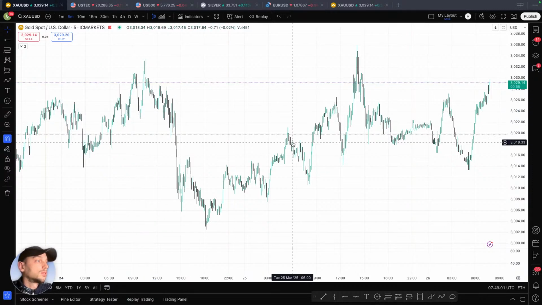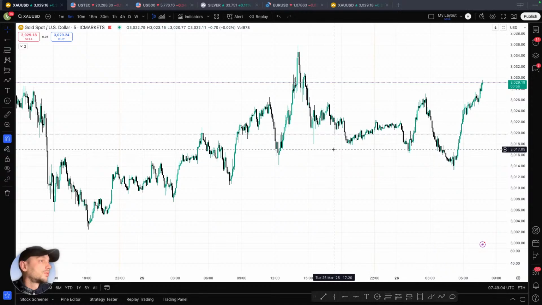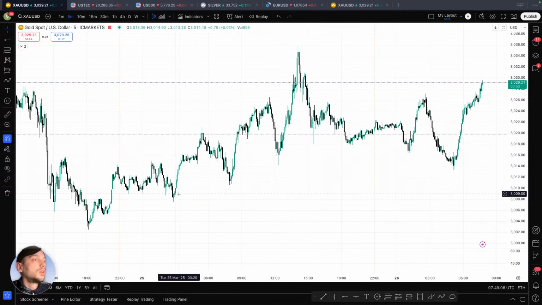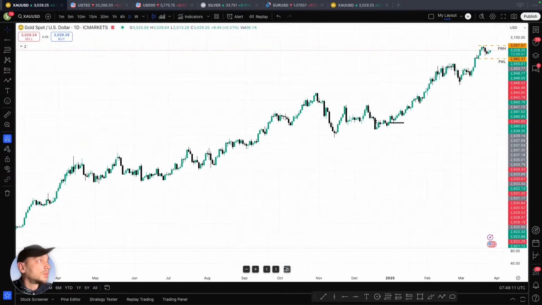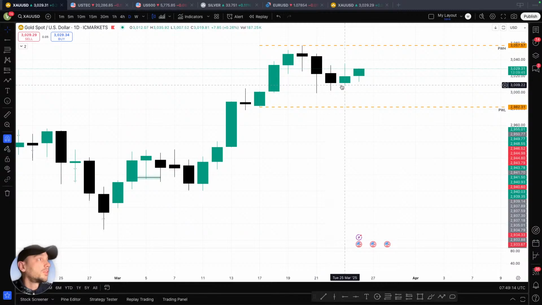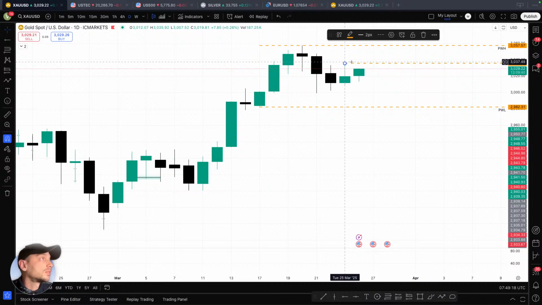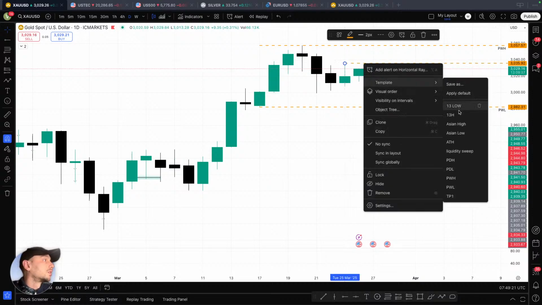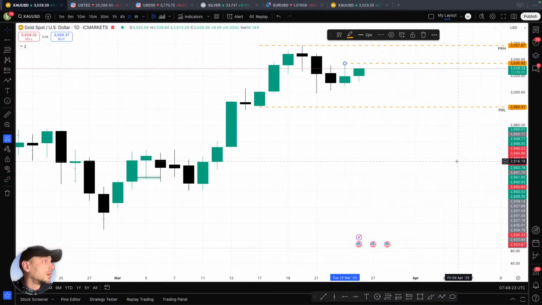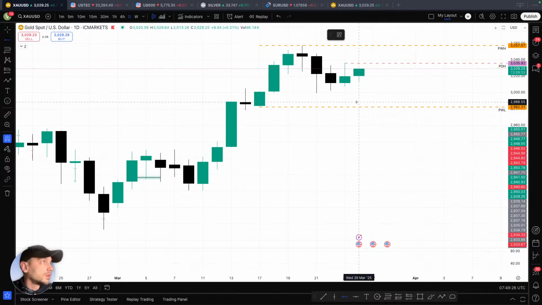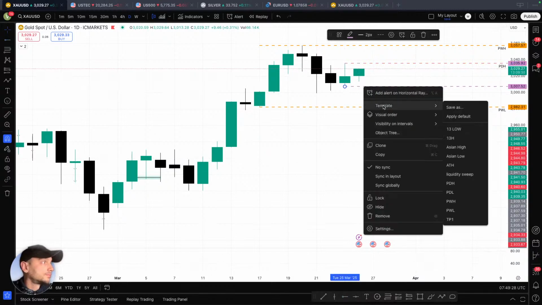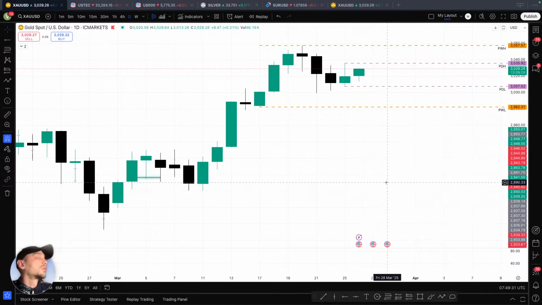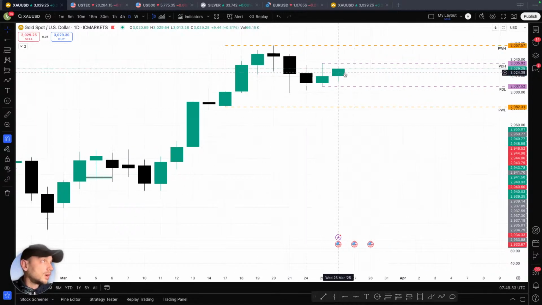So we're gonna mark from the previous day, 25th. Actually, first we're gonna go to a daily because we wanna mark the previous day. The same, highs and lows. This is key liquidity areas. There we go. Previous day high. And then we're gonna do the same with previous day low. That's it.